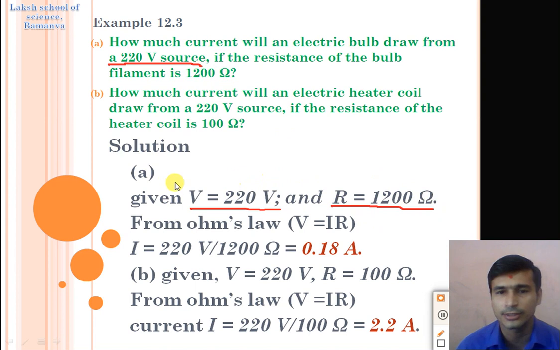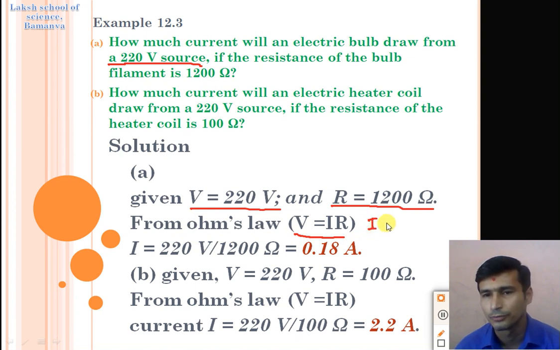To calculate this, we use Ohm's law. What is Ohm's law? Ohm's law is V is equal to I into R. From that, the electric current I is equal to V divided by R, electric potential divided by resistance. We place the value of V, 220 volt, divided by the resistance 1200 ohm. If we calculate this, we get the answer 0.18 ampere. Ampere is the unit of electric current.